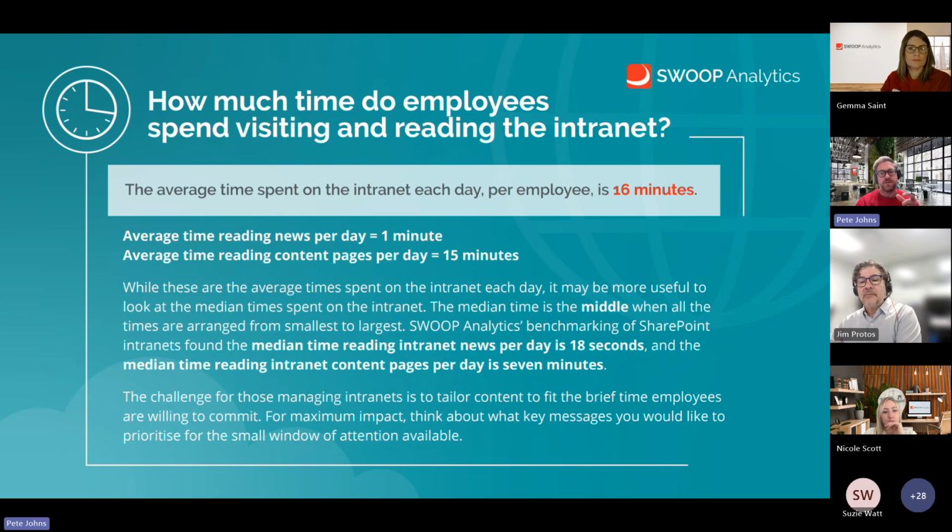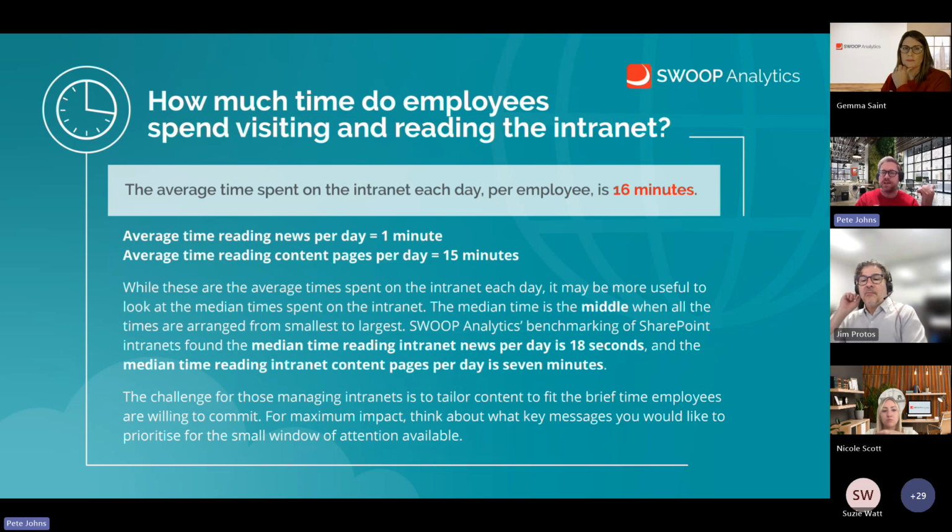But an interesting thing when you look at the intranet from our large data set in this benchmarking study: 16 minutes per day spent on the intranet. The other big surprise for me was that of that 16 minutes, only 1 minute is spent reading news. The other 15 minutes is doing what the intranet is often designed for, helping people get their work done. There's a few different ways to look at this data point, but it's quite an interesting thing to mull over.